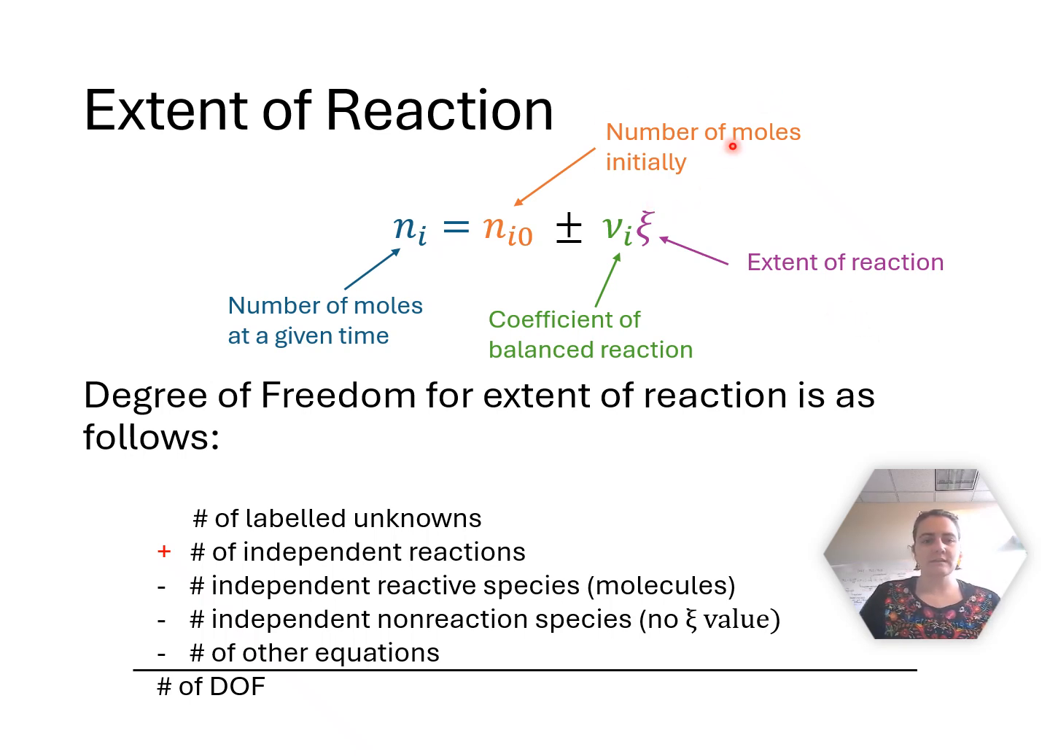So number of moles initially, we can find that. That might be what's coming into the system, right? It could be the input to the system. And then the number of moles at a given time could be what's generated through the equation, or we could be looking at the output. It kind of depends on the problem. The coefficient of the balanced reaction can either be positive or minus, and we will see which is which in just a second. Extent of reaction basically is a way of saying how far does that reaction go towards completion.